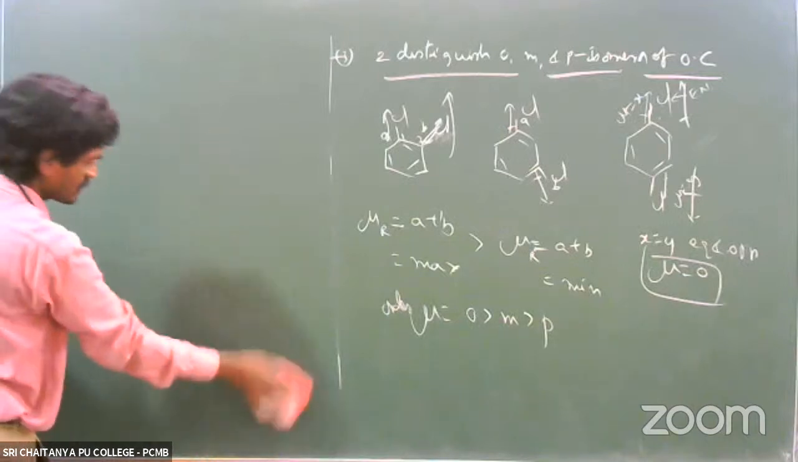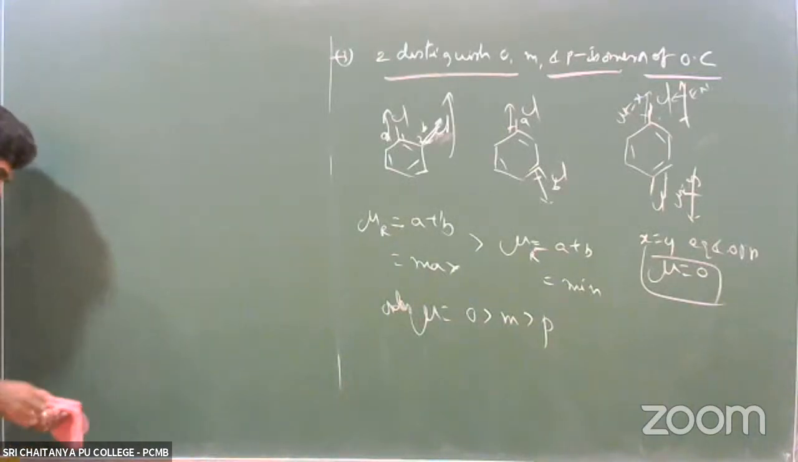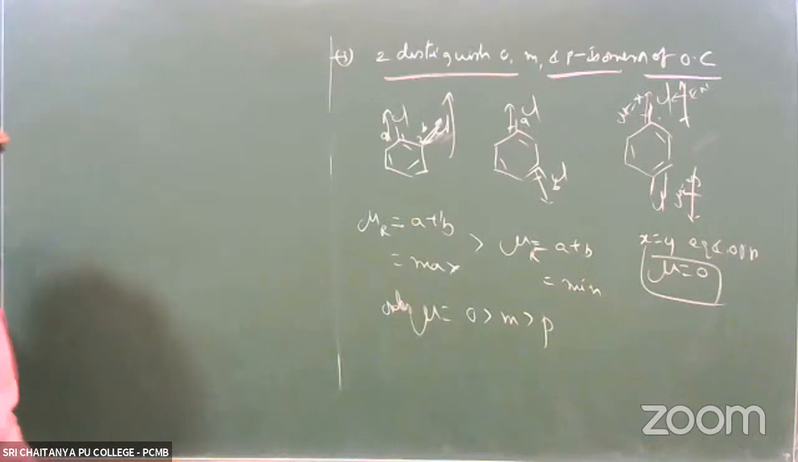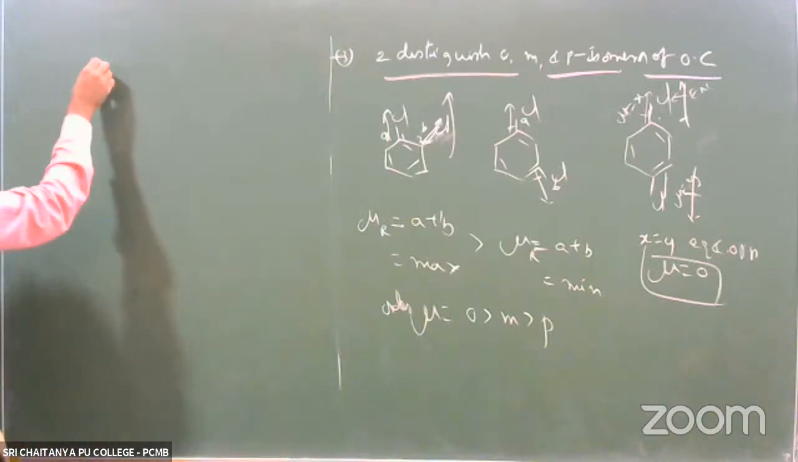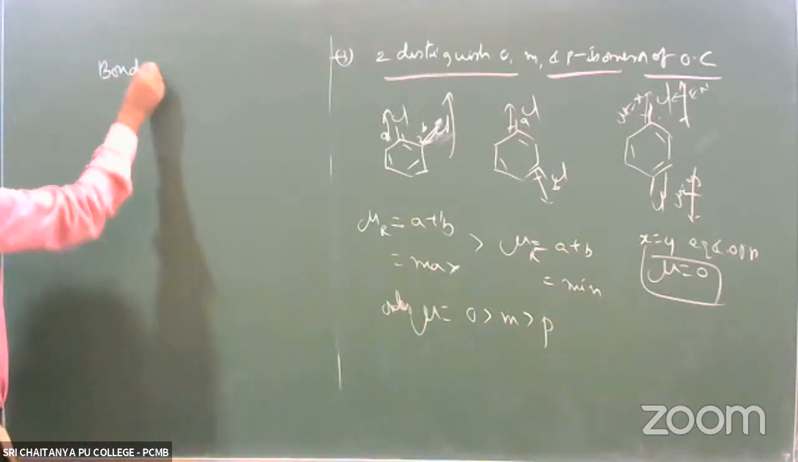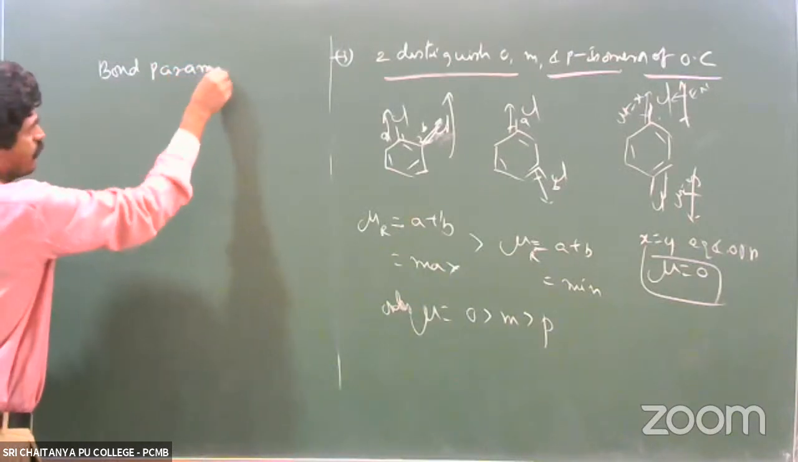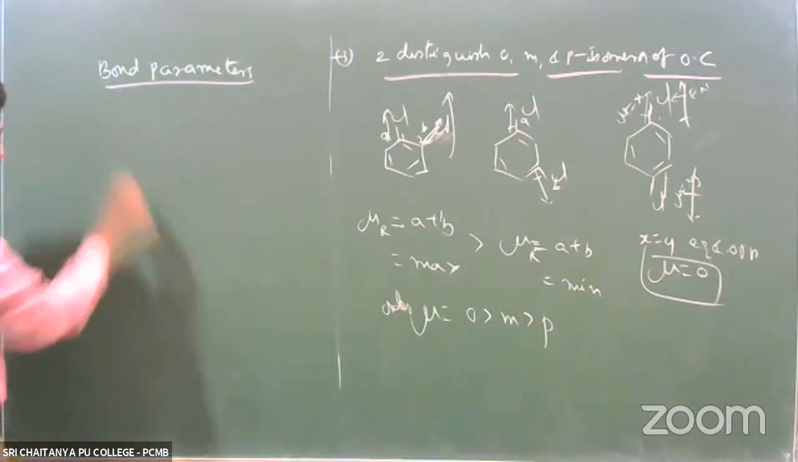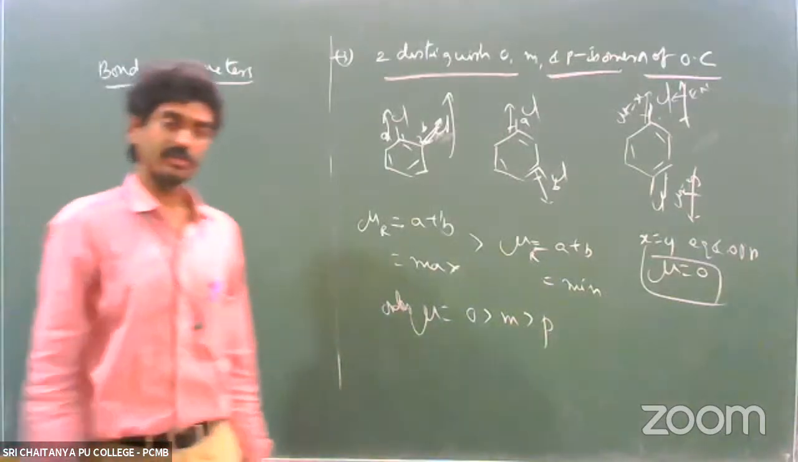Yeah, next one. This is about the concept of dipole moment. Next one is bond parameters. Bond parameters. A covalent bond is formed, right?